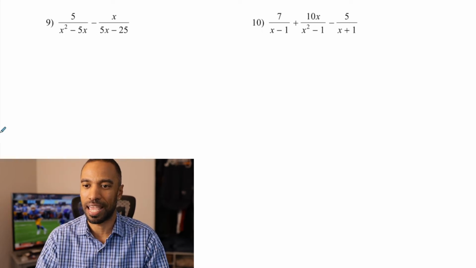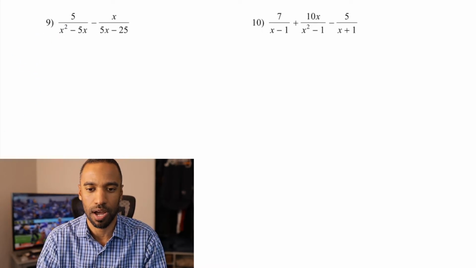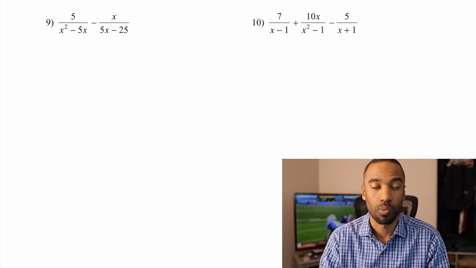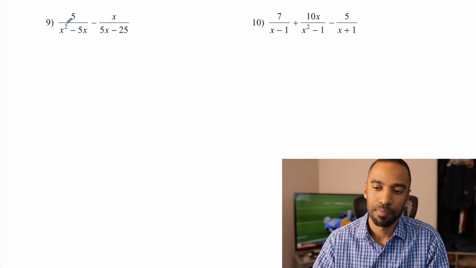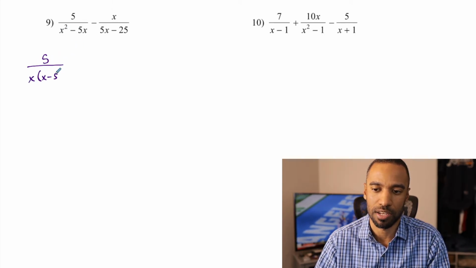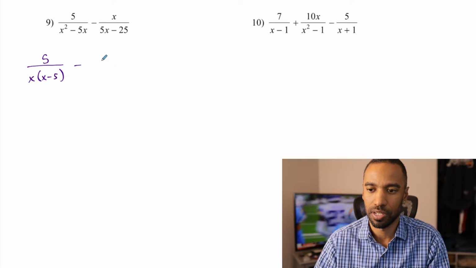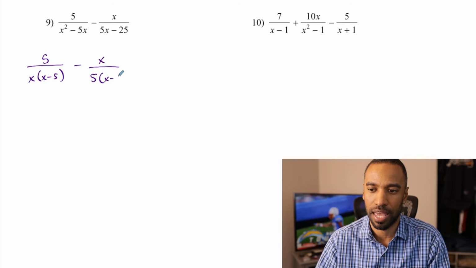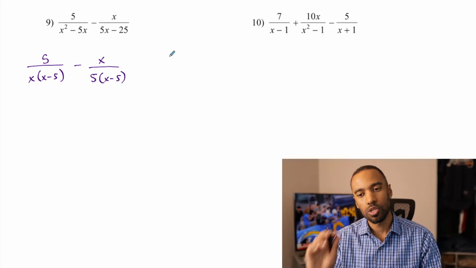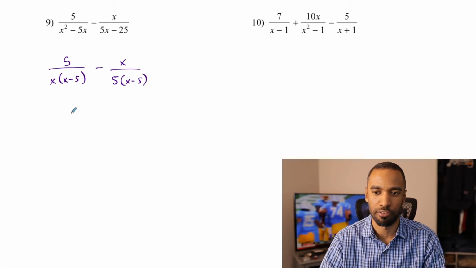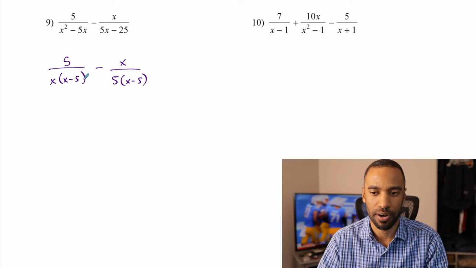I have numbers 9 and 10, where once again, there are no common denominators, and let's aim toward the common denominators we so yearn for. Number 9. We look at factoring the bottom here. I have 5 over a common factor of x, and we're left with x minus 5, minus x over a common factor of 5, and we're left with x minus 5. As we work for common denominators, we are trying to see what's missing in the other fraction. They both share an x minus 5.